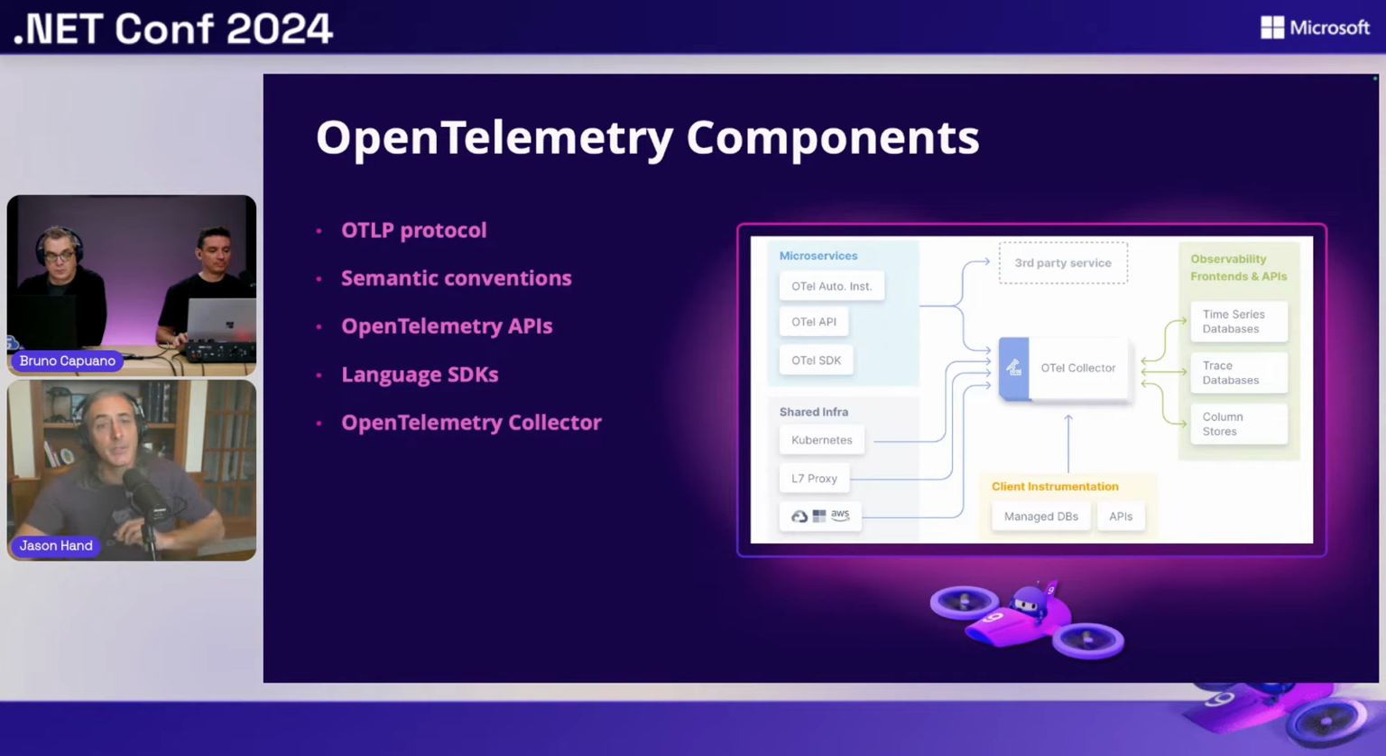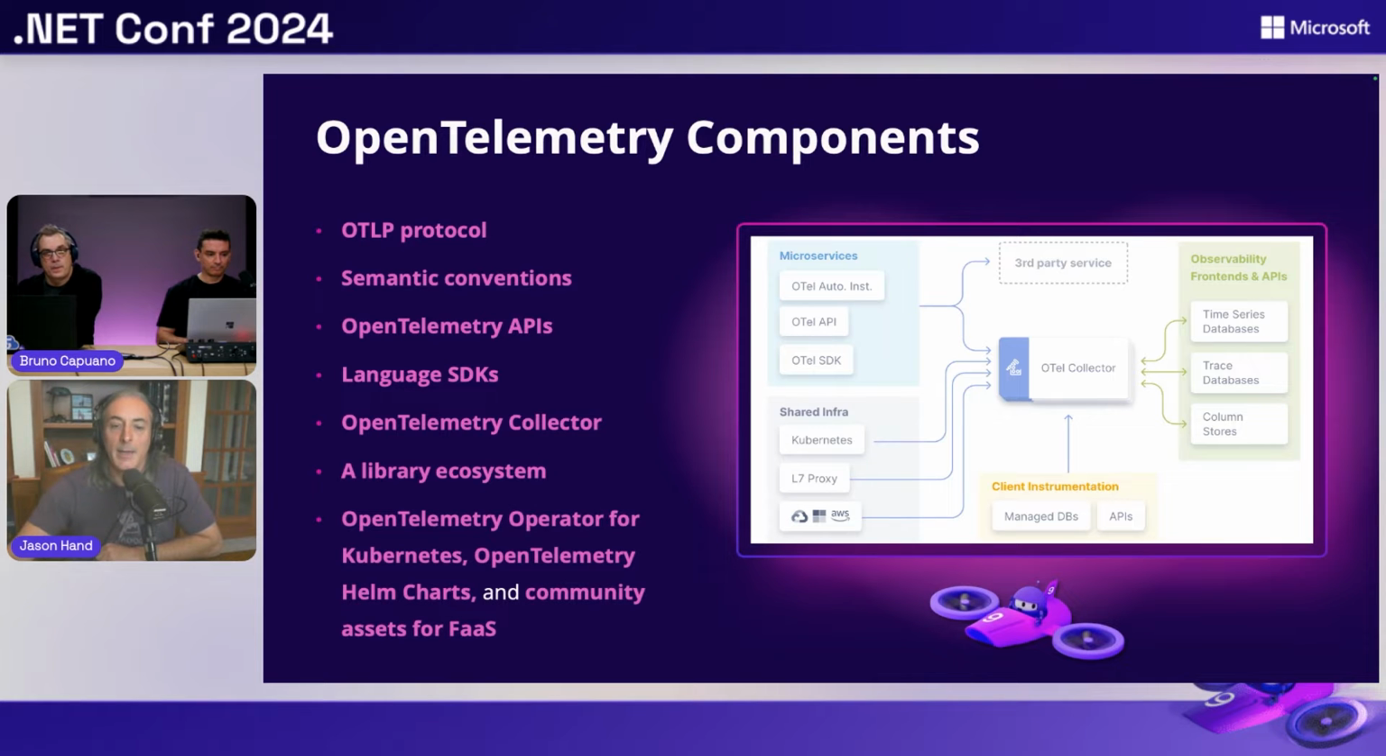There's the OpenTelemetry Collector. We use this as a proxy to receive and process and export the data. And then there's a library ecosystem, which helps us implement instrumentations for common libraries and frameworks that are used out there around the world. And then last, I mentioned tools. There are a lot of other tools out there, such as the OpenTelemetry Operator for Kubernetes, OpenTelemetry Helm charts, and a bunch of community assets as well.